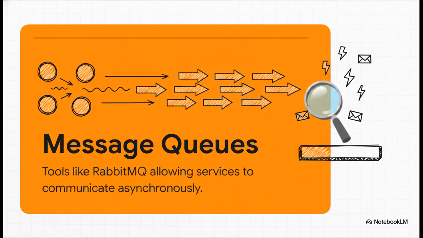You decouple them using message queues and event-driven architecture. Tools like RabbitMQ or Apache Kafka let your services communicate entirely asynchronously. It's a lifesaver that drastically improves your system's overall performance and resilience.